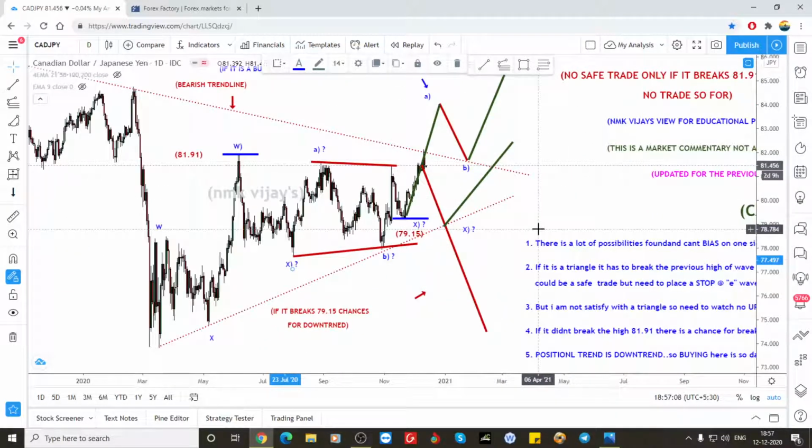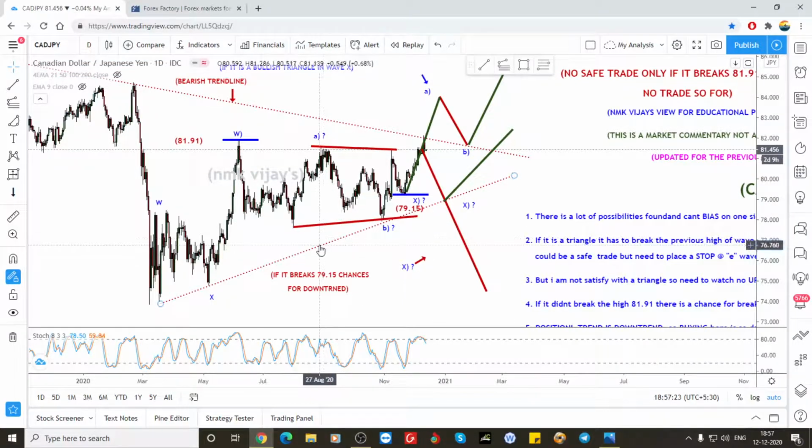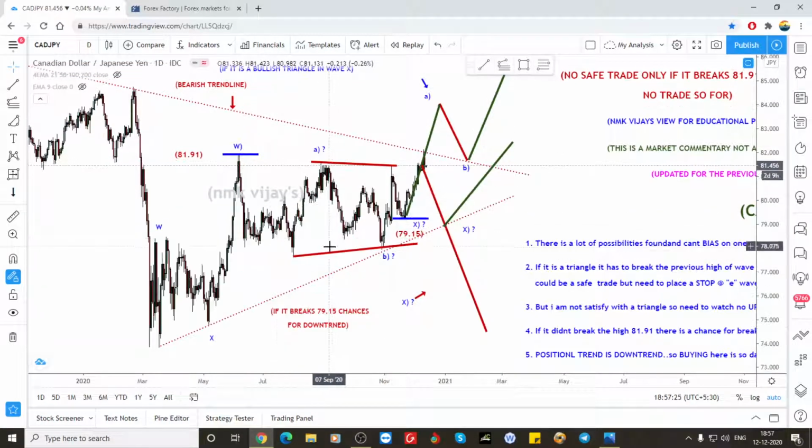Otherwise, what is next, if the X is still there, because the triangle is now invalid, right? If it is a triangle, it has to shoot from here itself. That is another option. Or if it is not a triangle, once again, if this is not a triangle, right?